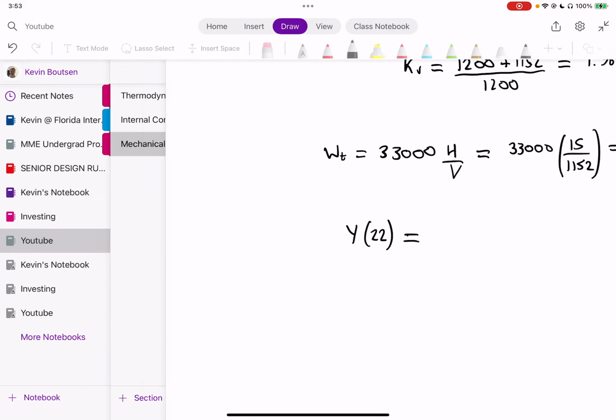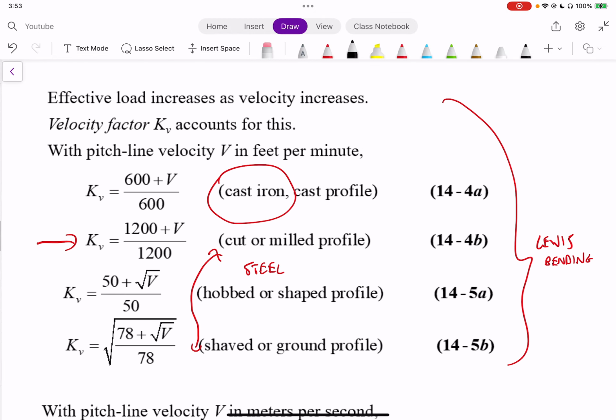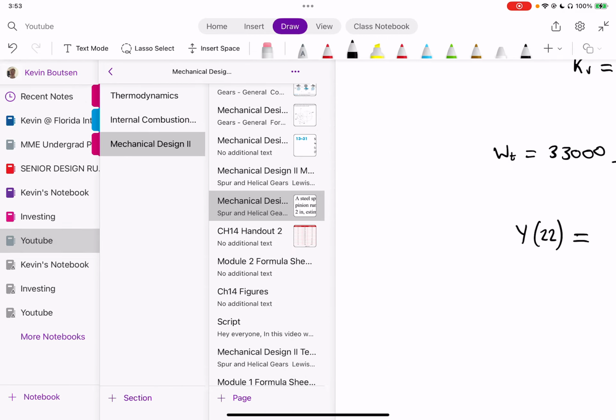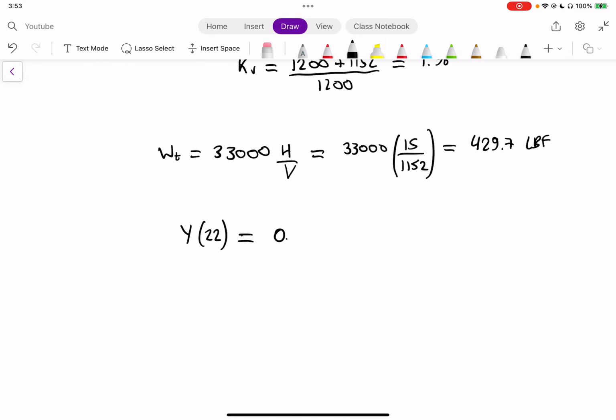And then we go look up in our table, either the handout 2 table or the table in the module 2 formula sheet. We go to 22 teeth and we see that we have 0.331. So going back to our notes, we can see that we have 0.331.